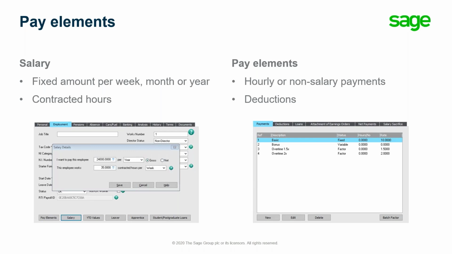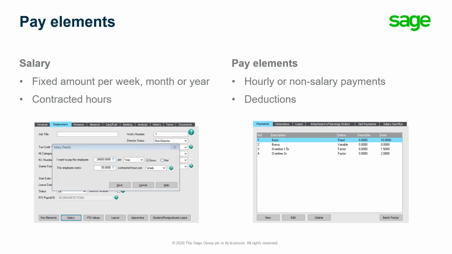So for example, you might have casual employees that work different hours every time they are paid. So you might create an hourly rate payment for their basic hours. You might have bonus payments. You could have overtime payments. You can create a payment for sort of any reason with any label that you might need. So hourly or non-salary payments set up as pay elements.